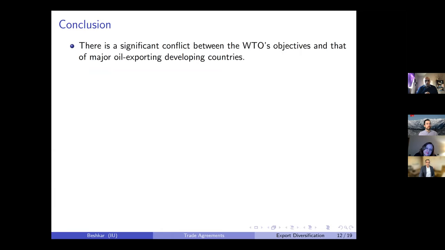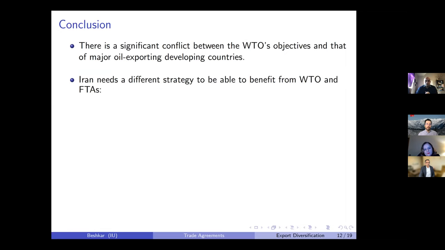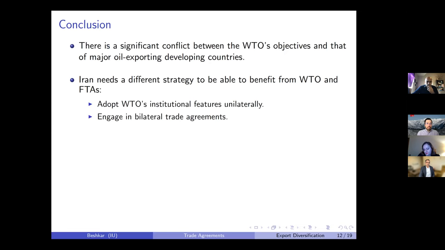One is that there is a significant conflict between the WTO's objective and that of major oil exporting developing countries. And Iran, as an oil exporting nation, would need a different strategy to be able to benefit from the WTO and the FTAs. And the strategy is to adopt institutional features of the WTO unilaterally and engage in bilateral trade agreements. And that's what I have for you.